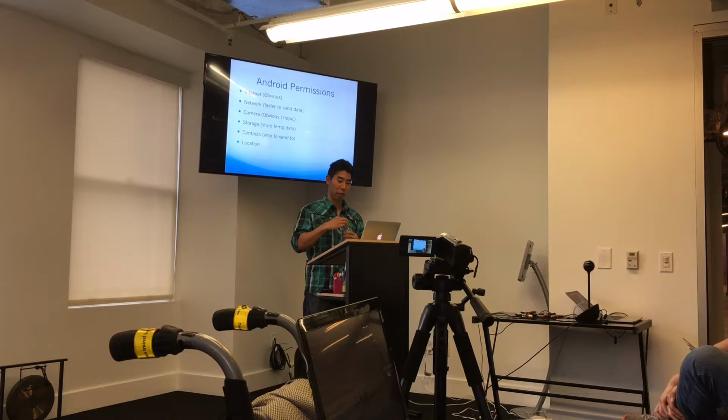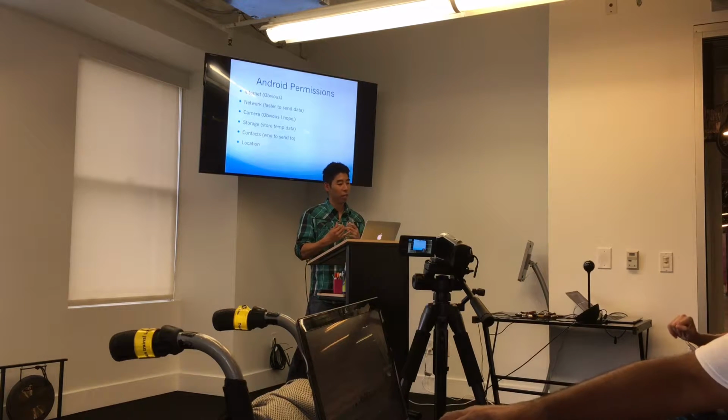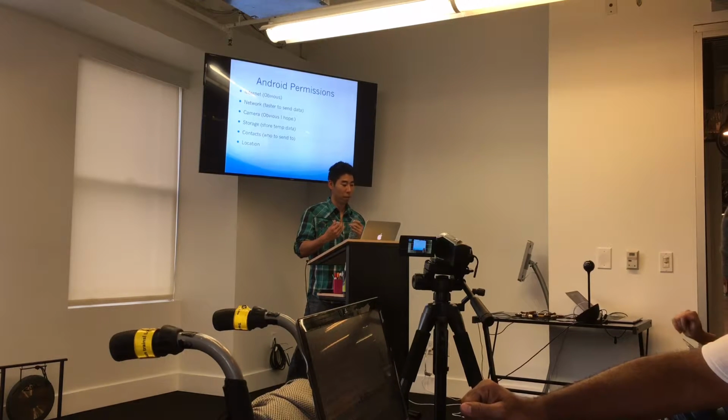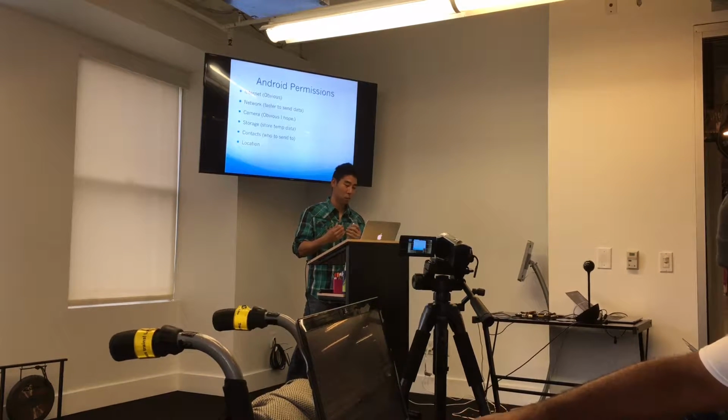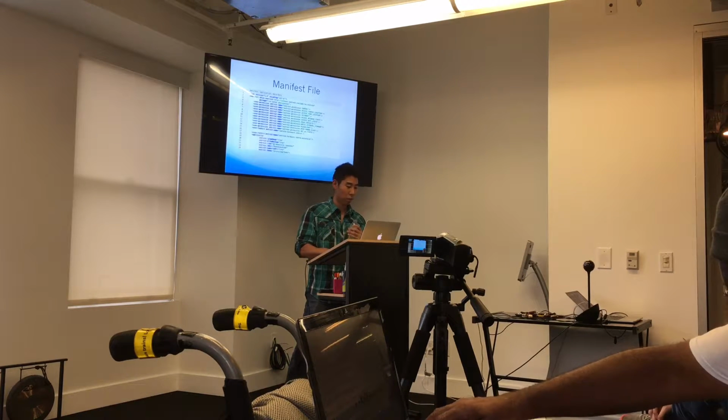Okay, so we're going to get to some code examples soon. And these are the permissions that I requested. The internet, obviously, network state to send it faster through Wi-Fi, camera, storage, your contacts, and the location. So here's what the manifest looks like.